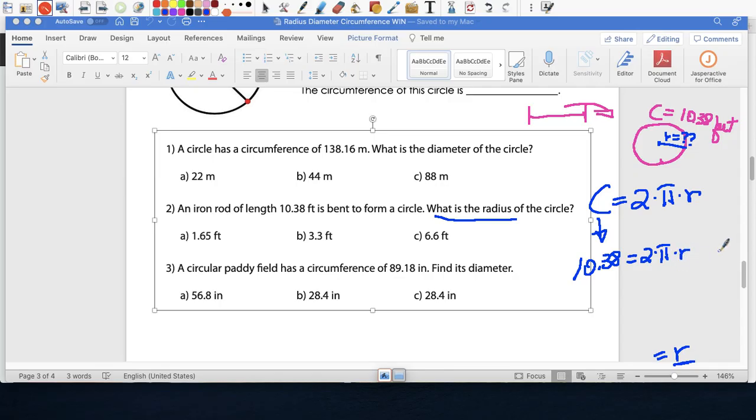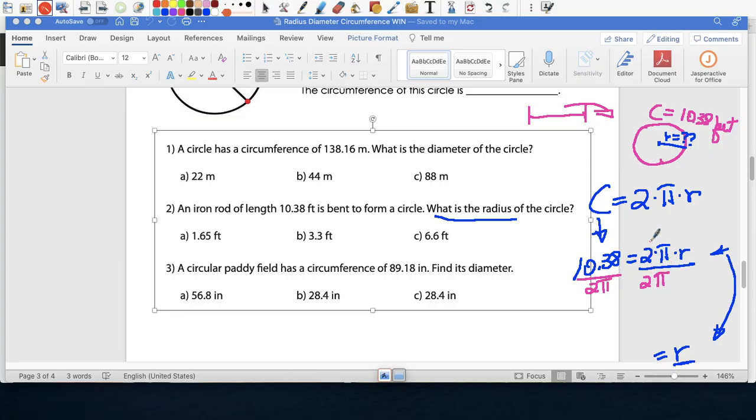equals 2 times pi times r. Notice that I have to make this line look like this line. So I need to get rid of the 2 and the pi. So we're going to use inverse operation, which you learned already. So we're going to divide this side by 2 pi. And if I divide the right side by 2 pi, I'm going to divide the left side by 2 pi. Why do I do that? Oh, let's start on the right side.